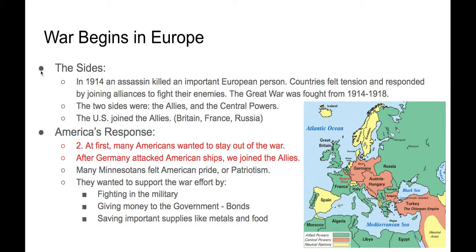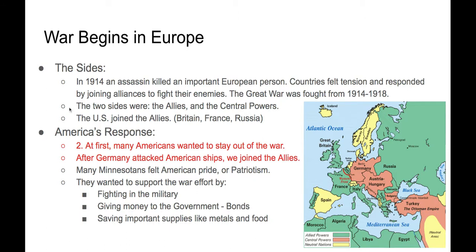So let's talk about the different sides. In 1914, an assassin killed an important leader in Europe, and the countries felt tension from this happening, and then they responded by joining with their alliances to fight their enemies. Okay, so how it started. An assassin killed an important leader in Europe, and the different countries went to their allies and they formed two sides. This was called the Great War, and it was fought from 1914 to 1918. Great War is a nickname for World War I.